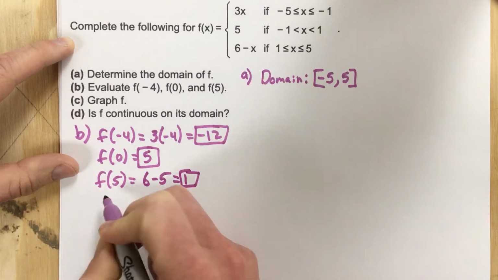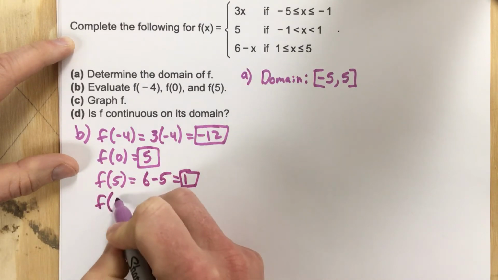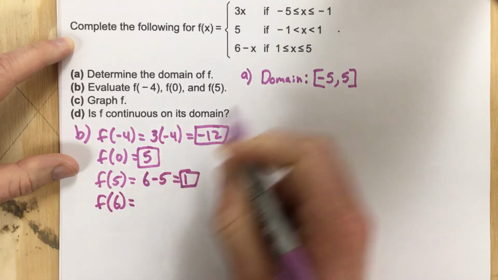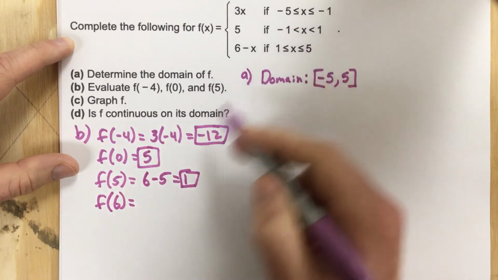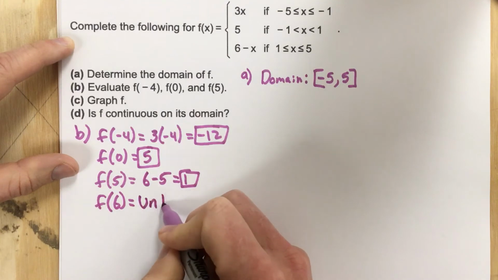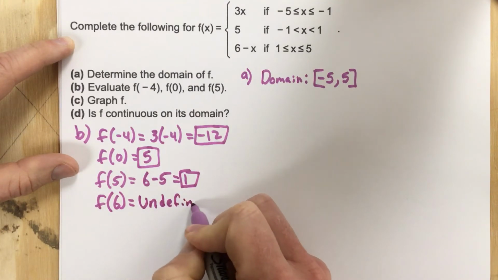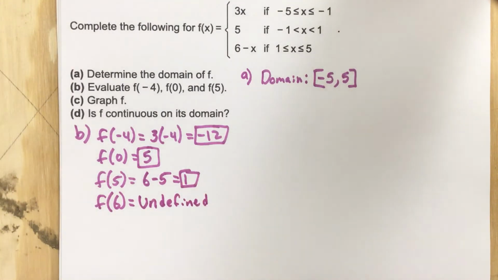I do want to point out, what if I say f of 6? Well, 6 is not in the domain, right? It's not in any of these pieces. So you would call this undefined. I just wanted to throw that piece in there so that you understand. If they ask you to plug in a number that's not in your domain, you just say undefined. It's not defined for the function.